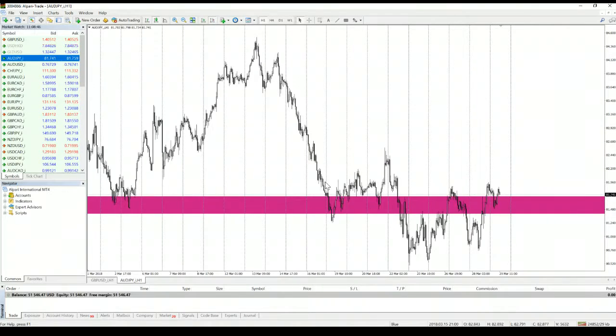What I'm seeing here is an inverse head and shoulder formation: left shoulder, head and right shoulder. So this breakout of this support may be a false breakout. There is a neckline like that. The neckline was broken. So this resistance was broken, then tested as a support. And as you can see, this pair likes head and shoulder formations. You can see here left shoulder, head and right shoulder.